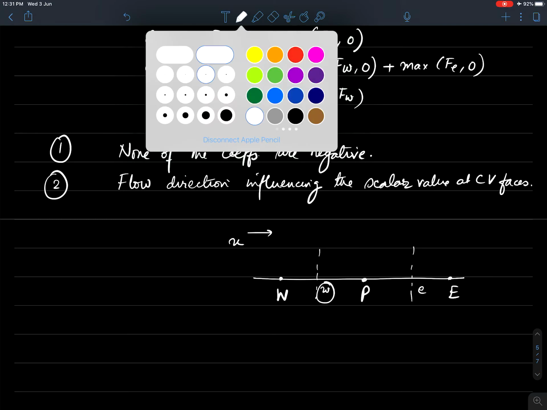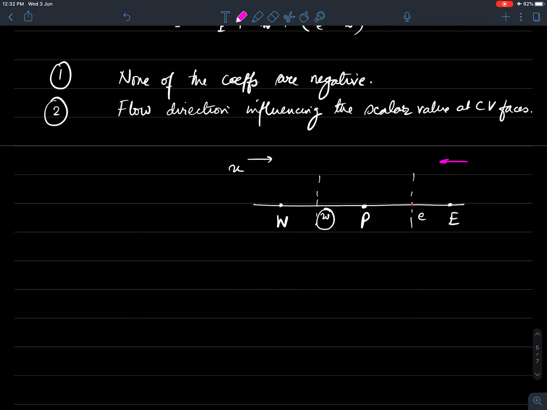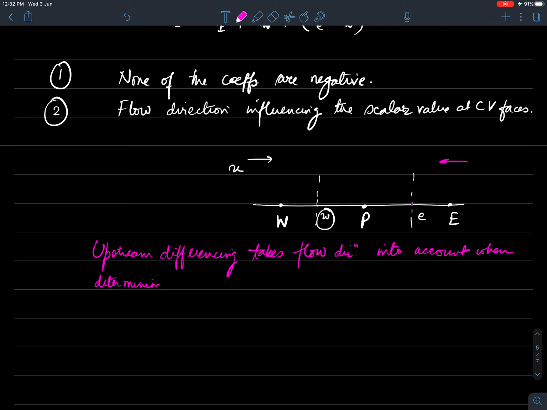And the opposite is also true. If the flow was going the other way around, from right to left, then at the face small e, the value at grid point capital E should actually be playing a dominant role, influencing the outcome much more than the value at grid point P. So upstream differencing takes flow direction into account when determining the value at the cell face.